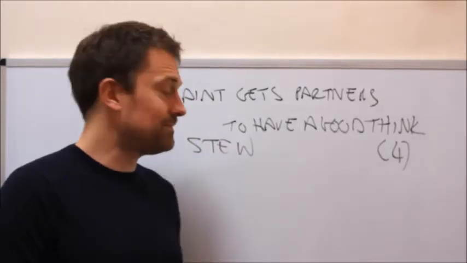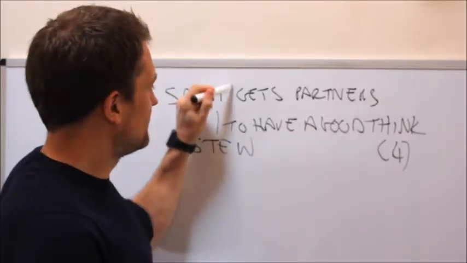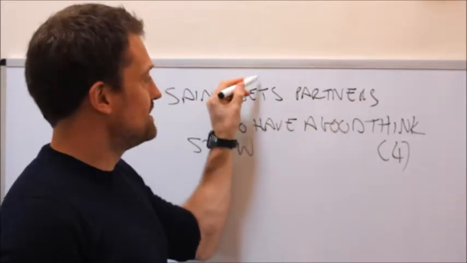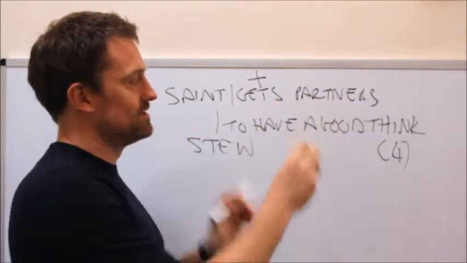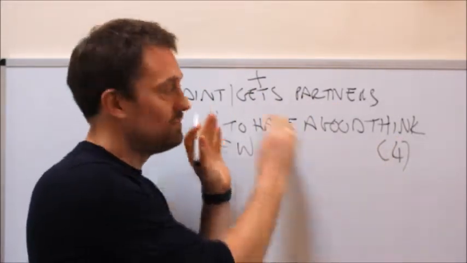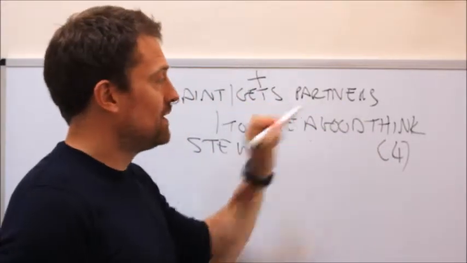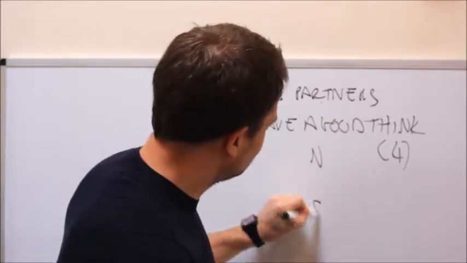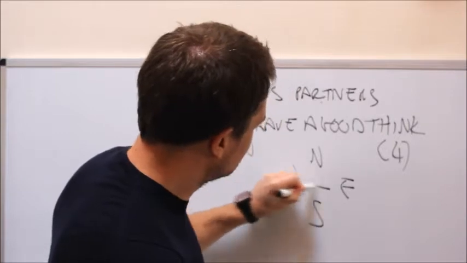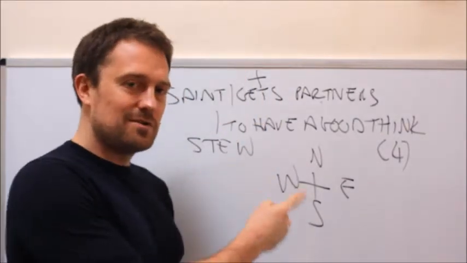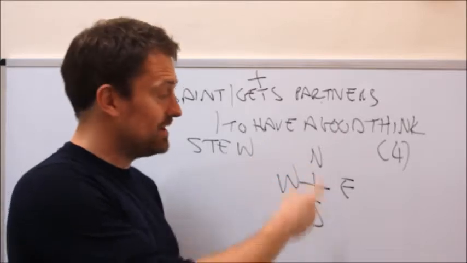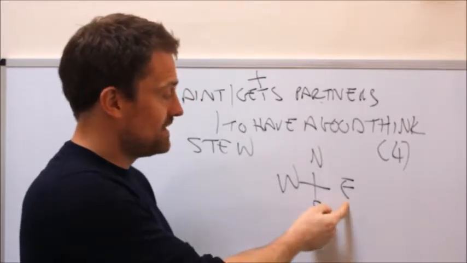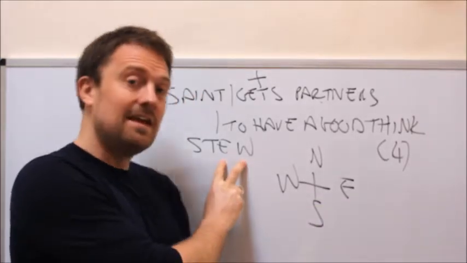And that is indeed the answer. Stew, to have a good think. So you know what this is, and you know what this is. What on earth is that doing? Gets is just a plus. Saint gets partners, so that just means this goes with the next part of the clue. Partners is a piece of bridge terminology. Bridge is played by 2 sets of people against each other, and they're labelled north and south and east and west. So partners, east and west, is the E and the W.